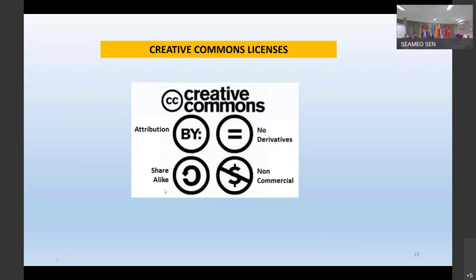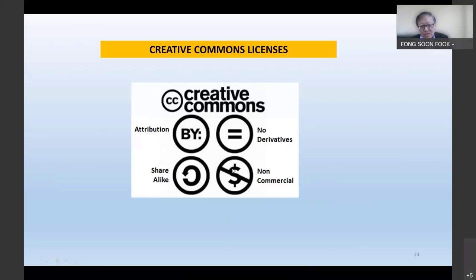And share alike means that you must use the same kind of license. No derivative, the equal sign, means that particular photo, if you see the no derivative sign, you must use it intact. You are not allowed to modify it. And then non-commercial, if you see that, it means do not use it, put it into a book and then sell the book, whatever it may be.